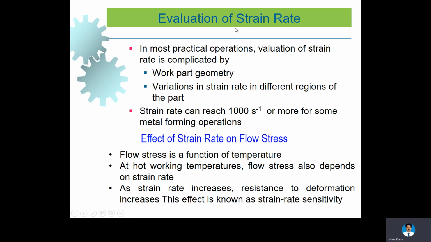How do we evaluate strain rate? In most practical operations, evaluation of strain rate is complicated because of geometry, since the strain rate in different regions will be different. Strain rate can even reach 1,000 per second or more for some metal forming operations. Now, the effect of strain rate on flow stress. Flow stress is a function of temperature. At hot working temperature, flow stress also depends on strain rate. As strain rate increases, resistance to deformation increases. This is known as strain rate sensitivity.